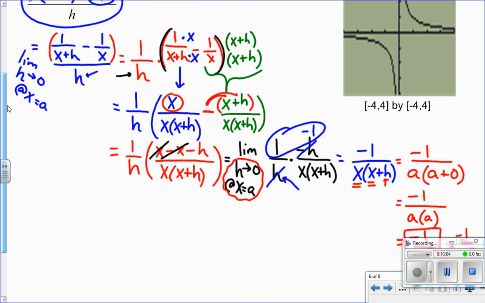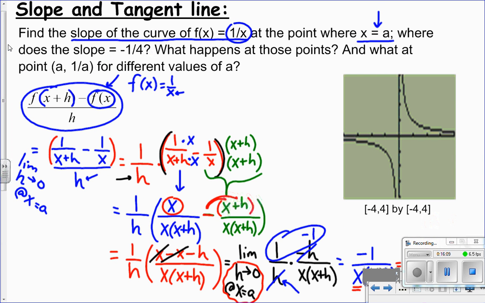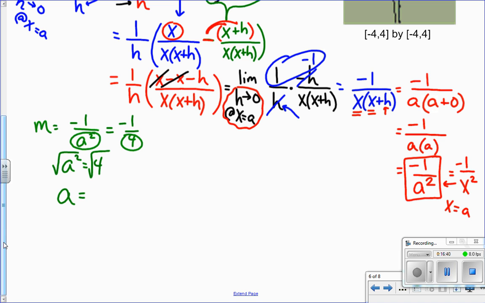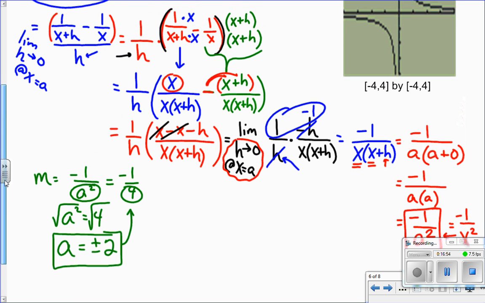So now that we have that, now it's left to right. Okay? This is the next thing we're going to answer. Where does the slope equal negative 1/4? Well, I know my slope is negative 1 over a squared, and I want to know where this equals negative 1/4. We just have to find out where a squared equals 4, don't we? Where does a squared equal 4? Well, I take the square root of both sides. a is equal to positive or negative 2. That's where my slope will equal negative 1/4. That was a lot simpler compared to the work we just did.